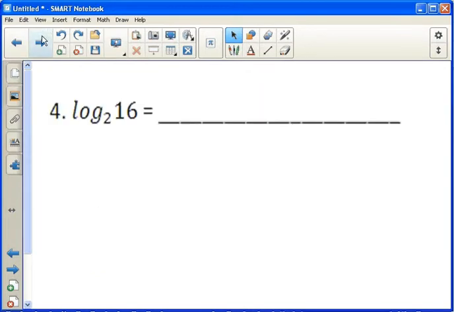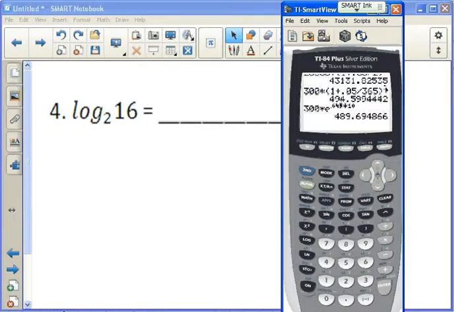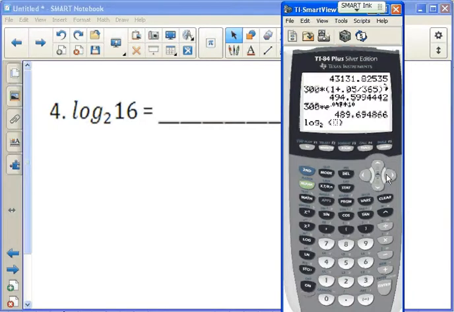Okay, here we just need to plug this in our calculator. We could do alpha F2. Use number 5, that's log base. We plug in log base 2 of 16, and we get 4.